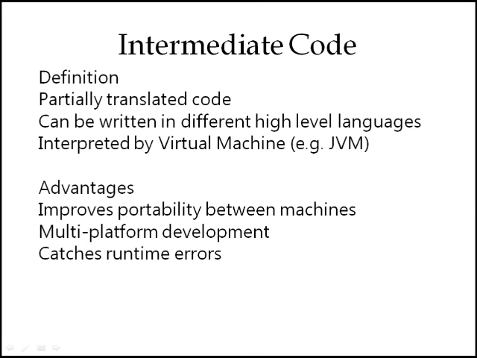Can you think of any disadvantages of intermediate code? If you get stuck, it's good to try and link what you know together. Intermediate code is interpreted, meaning an interpreter is used to run it. This makes it slower than object code.